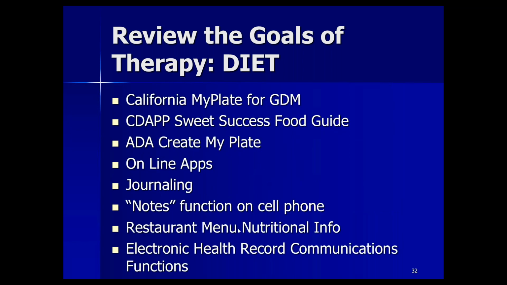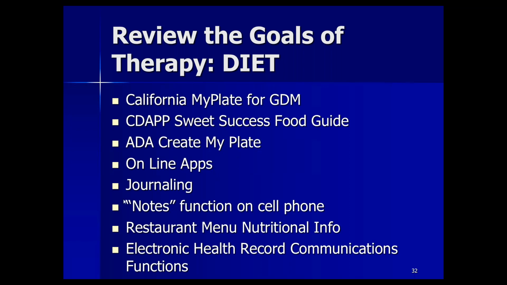Here are a bunch of resources for that. There's California My Plate, which I like a lot. There's our Sweet Success Food Guide. ADA has Create My Plate. There's a bunch of other online apps, and I'm not reviewing those at this time.